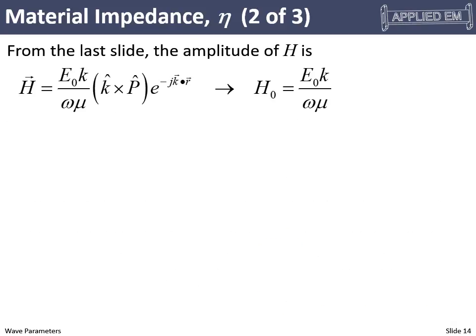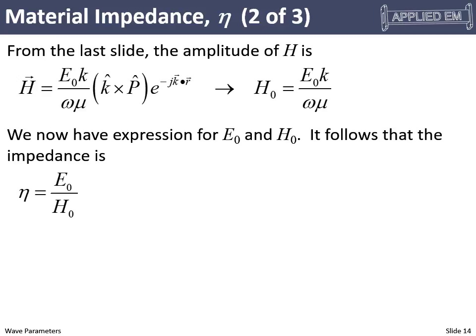This was our big conclusion from the last slide. And now finally we can write the amplitude of the H field. Now we know the amplitude of the electric field and the magnetic field with much simpler equations. We're now ready to figure out what the impedance is, the expression for impedance.